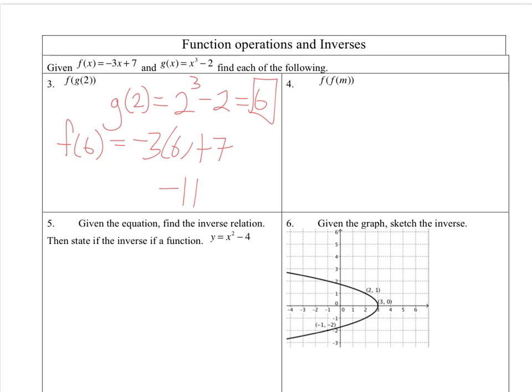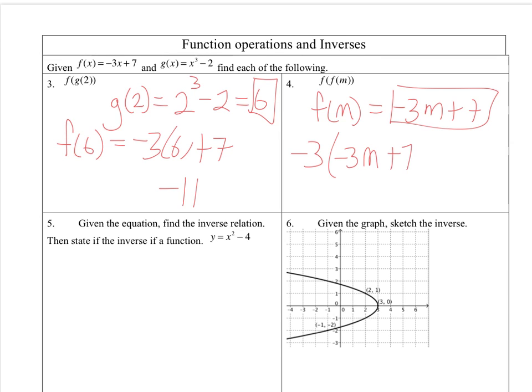Next up, we've got f of f of m. f of m would be negative 3m plus 7, since f is negative 3 times x plus 7. I'm going to put that f of m in, negative 3m plus 7, and then plus 7. So all I did was substitute that whole thing in for x. So we get 9m minus 21 plus 7, which is 9m minus 14.